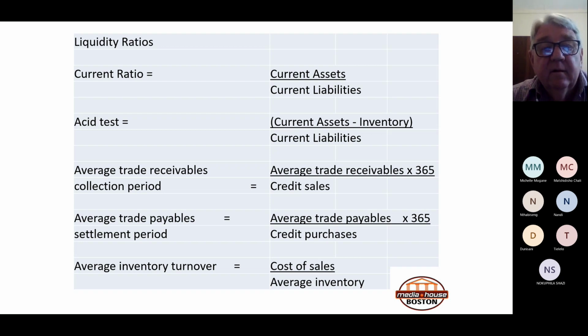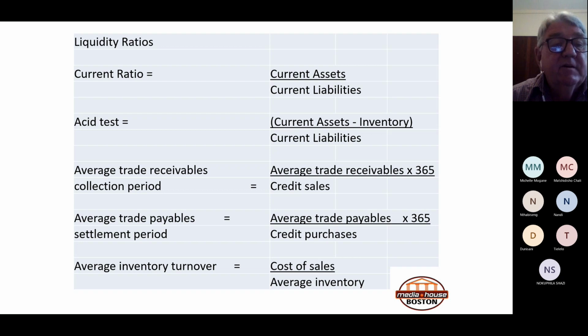Now, if you think about the floods that happened in KZN last year, and even the riots the year before, someone comes into your shop, or the water comes in, and either steals all your stock, or all your stock gets damaged by water. If you do not have insurance, you won't be able to pay your current liabilities if this ratio is below 1. So you want this ratio to be at least 1. If it's below that, then you have serious trouble.